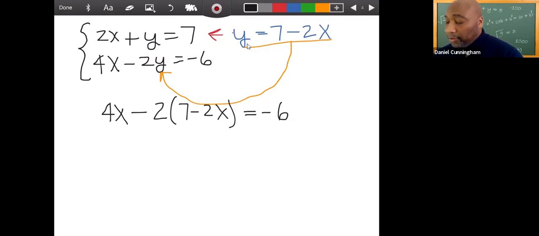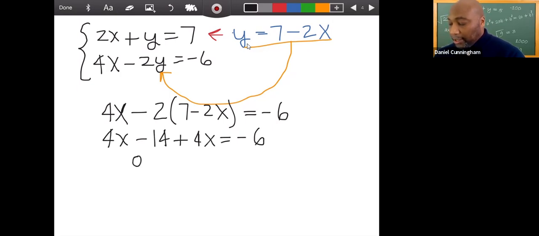So now I can solve for it. So we have 4x minus 14 plus 4x equals negative 6. Combine like terms, 8x. And then I'm going to move the 14 to the other side, so it'll be positive 14. That gives me a positive 8. And therefore, in our case, x is equal to 1.